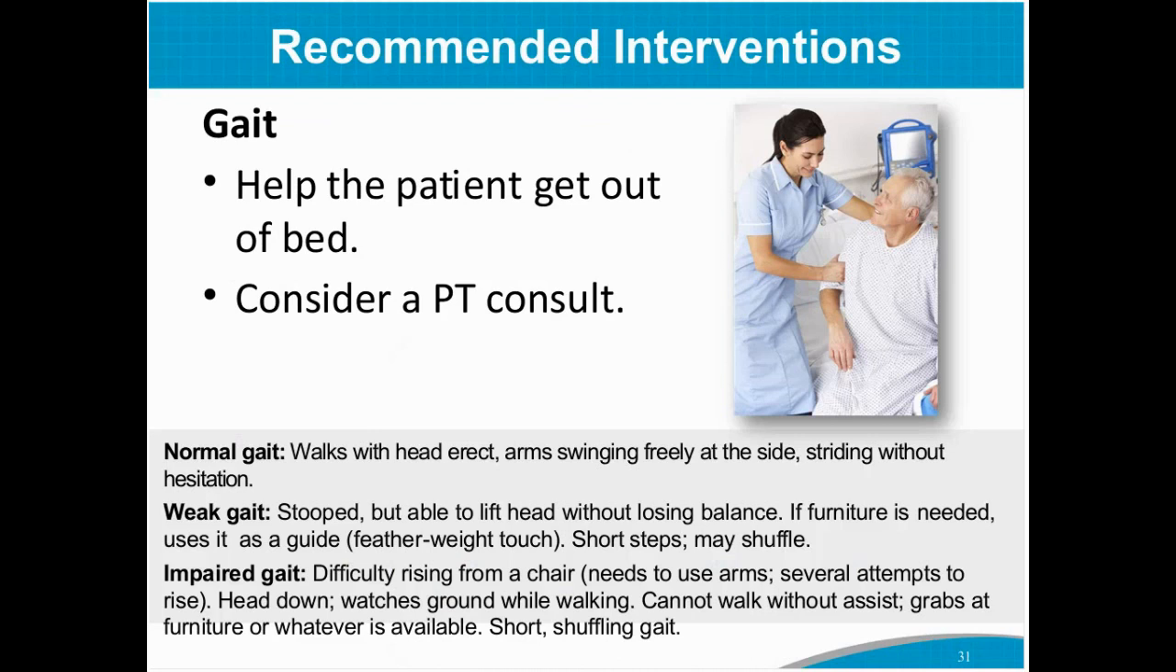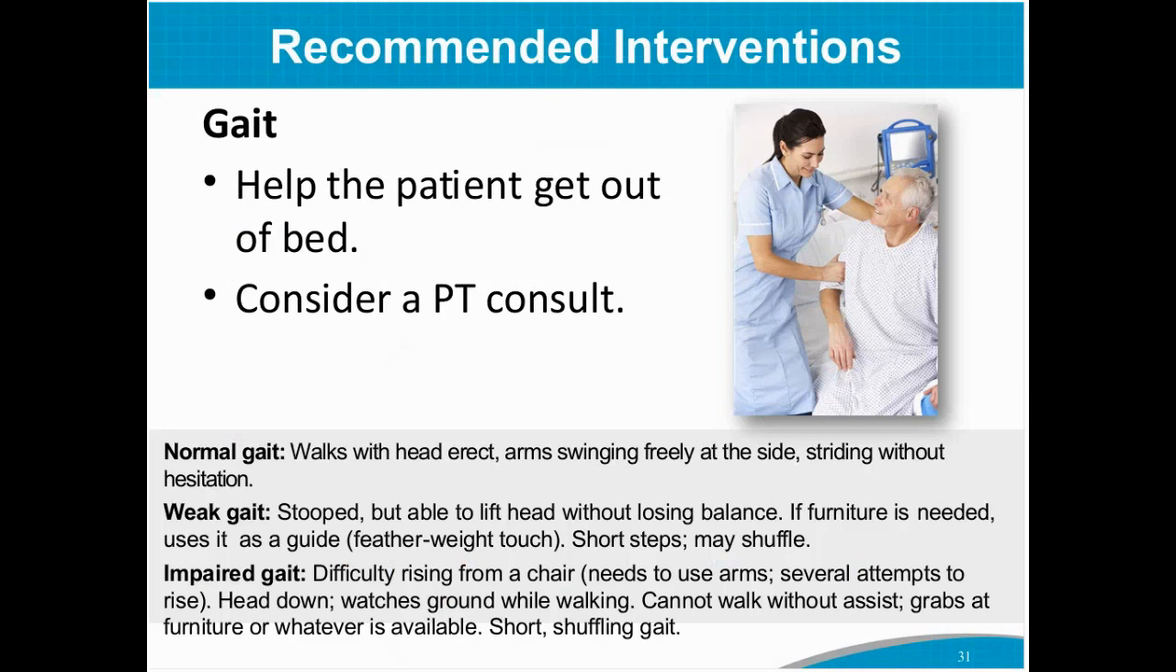The next area of risk is gait. If you read Dr. Morse's book, she makes the point that with gait, you really have to observe the patient walking. You'll be looking for either a normal, a weak, or an impaired gait. A normal gait is a patient who's walking with their head erect, their arms swinging freely at the side, and they're striding without hesitation.